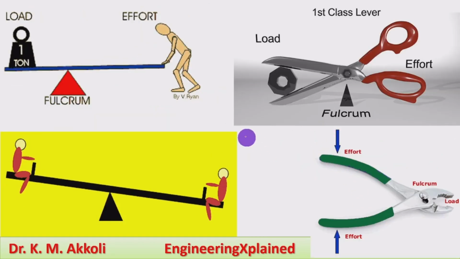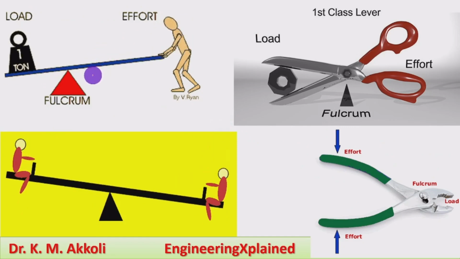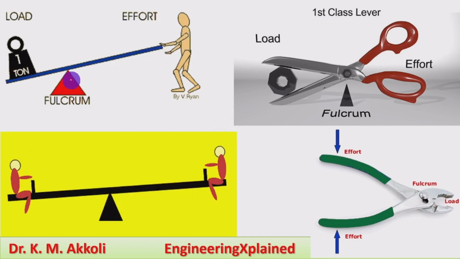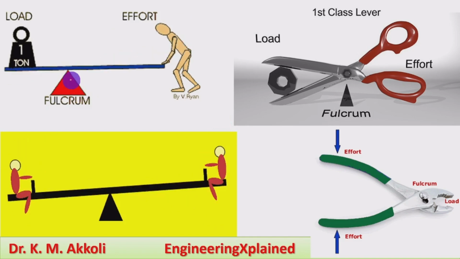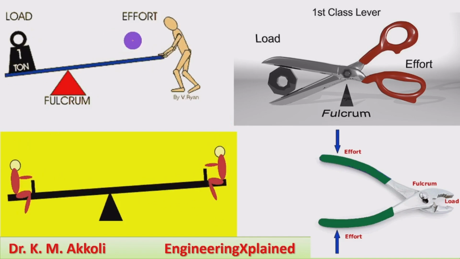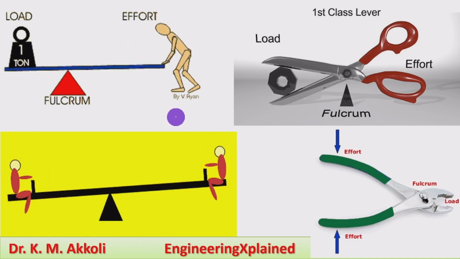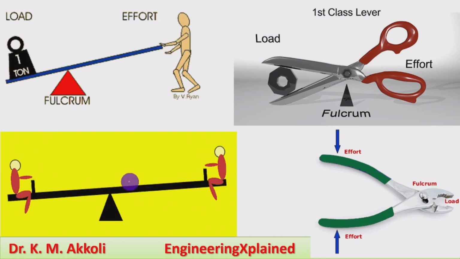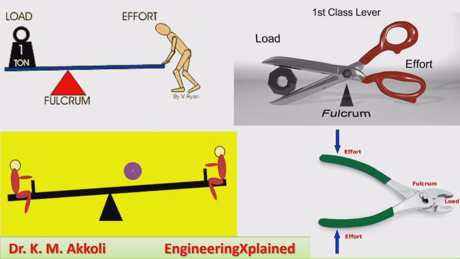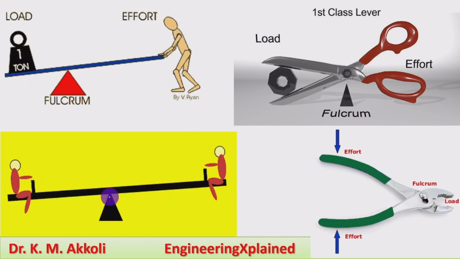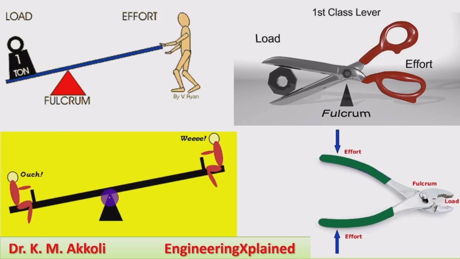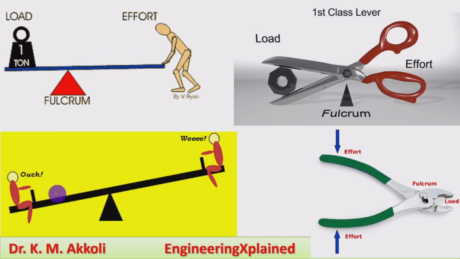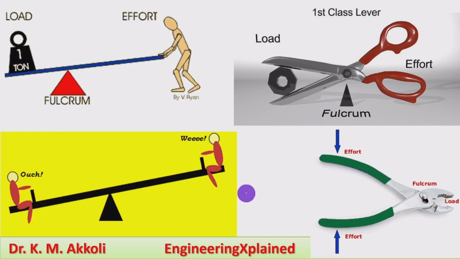Here, we will take examples. This is the animation of the first class lever system. The fulcrum or hinge point is at the center, load is at one end, effort is at the other end. The best example for this is the seesaw. It is the best example of the first class lever system, where at the center the hinge point is there, and on one side we can say load and on the other side there is effort.